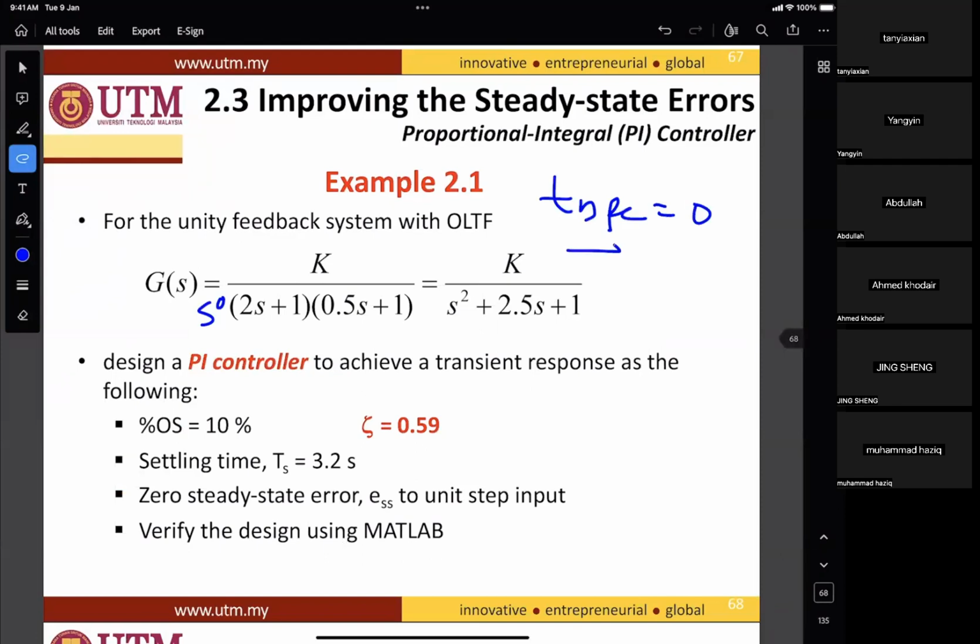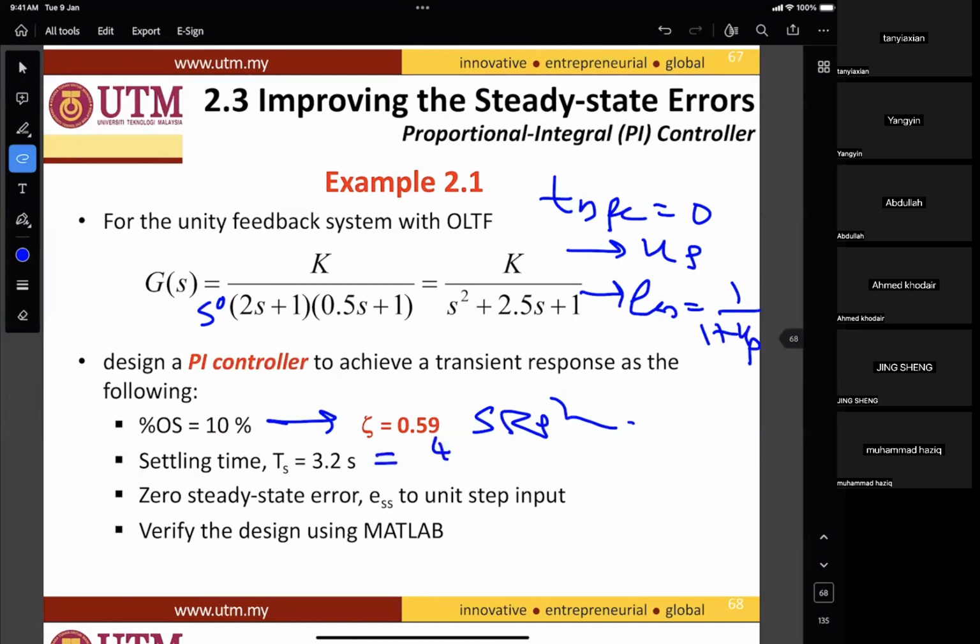So type 0 is using Kp, and the steady state error is 1 over 1 plus Kp. So design a PI controller to achieve the transient response as follows: 10% overshoot, which will give you zeta 0.59 from the graph, the standard graph. Target settling time 3.2 seconds. Settling time is 4 divided by zeta omega n. And steady state error is 0.